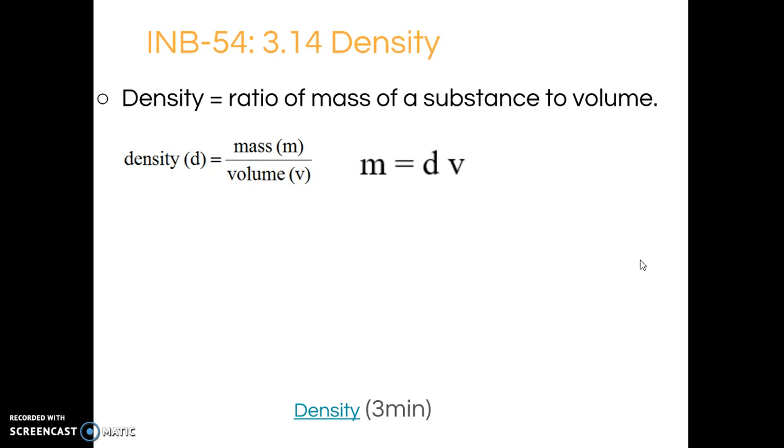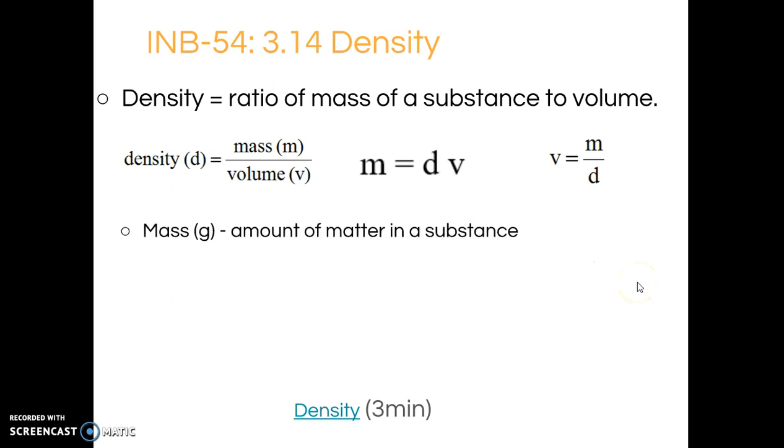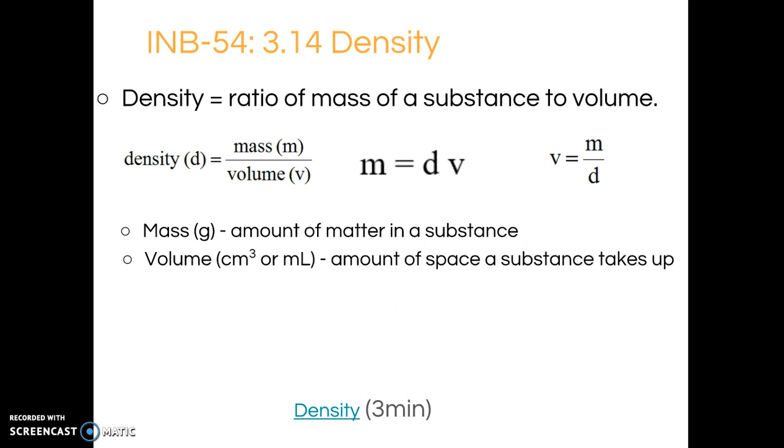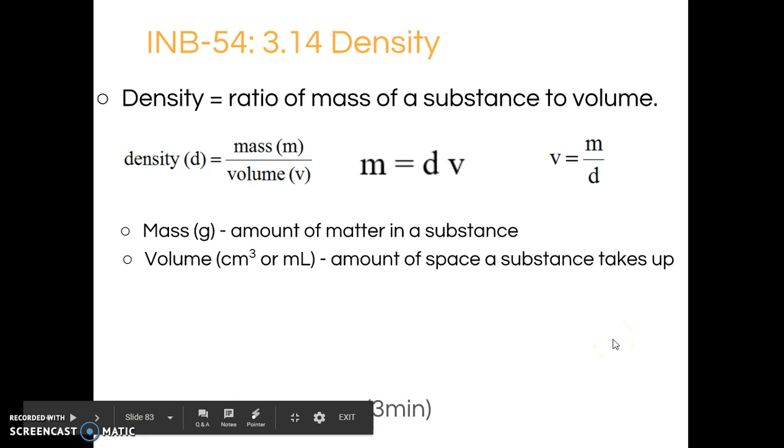So m equals dV is another way to write it, or V equals m over d. These are all three the exact same equation. They're just solving for each of the three different variables. So the mass is going to be the amount of matter in a substance. The volume is either going to be in centimeters cubed or milliliters, which you remember 1 milliliter is 1 centimeter cubed, so you can use those interchangeably. But that's the amount of space that a substance takes up.